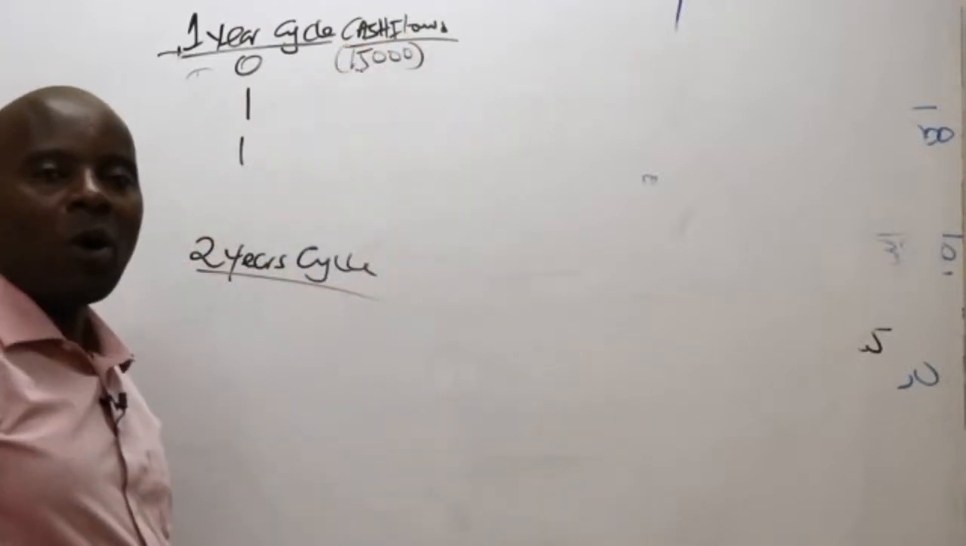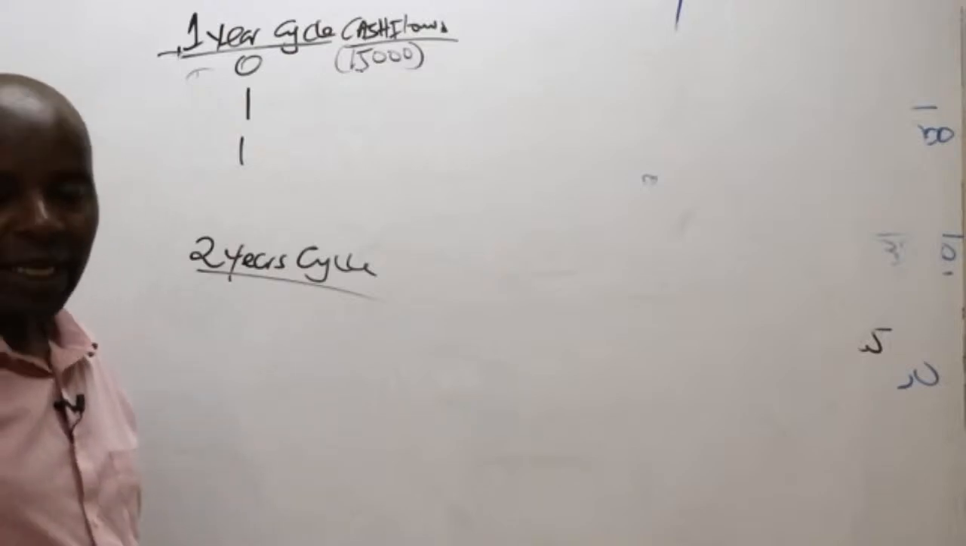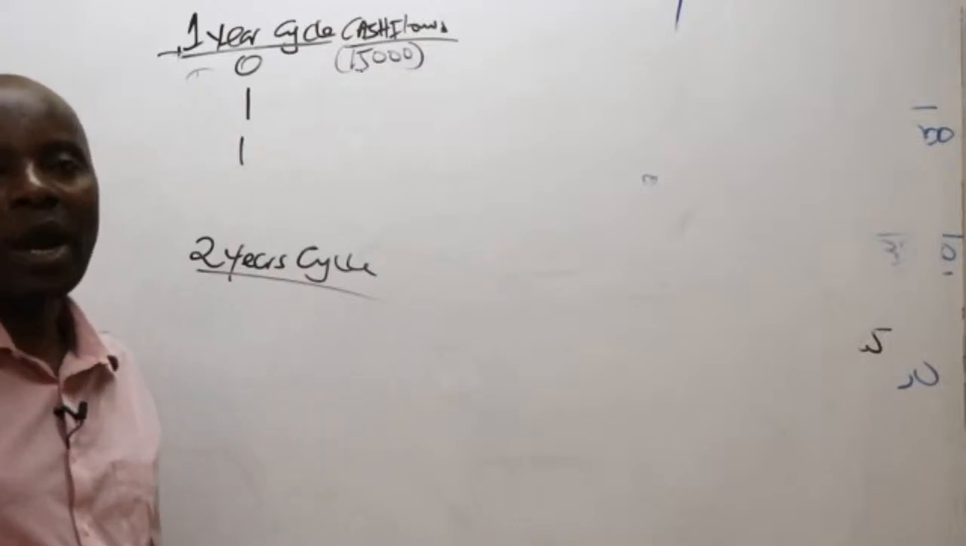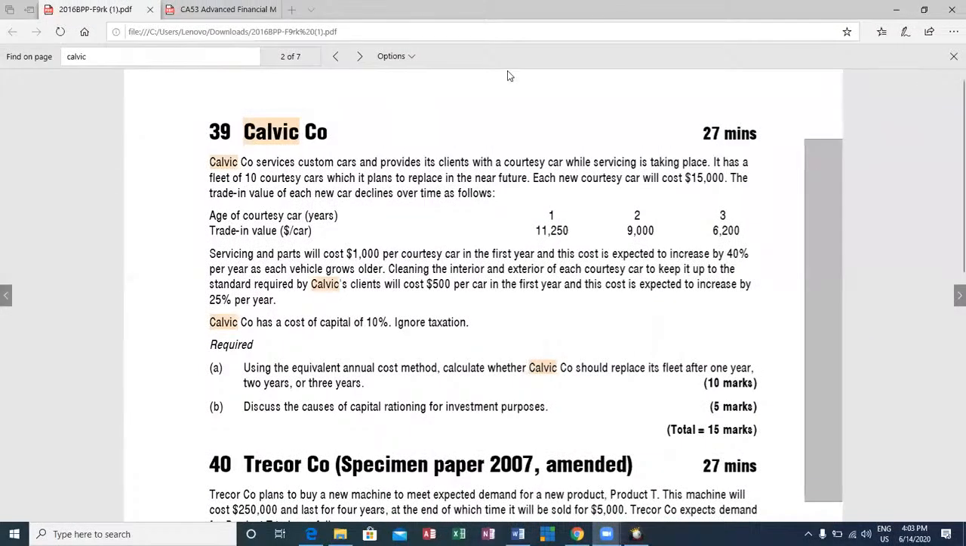And then we go to year 1. What have they told us? Are there expenses which are to be incurred in year 1? Please read the question again. Servicing parts will cost 1,000 per courtesy car in the first year, and this cost is expected to decrease.